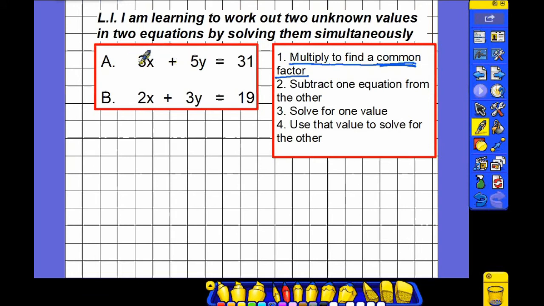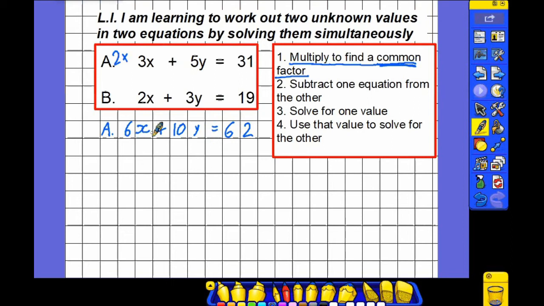So in this case, how do we turn 3x into 6? Well, I'm going to have to times everything in this by 2. So I'm going to have to multiply the whole equation by 2. So let's rewrite that. So equation A is going to become 6x plus, well, I'm going to do 2 times 5, so that's 10y. And that's going to equal 2 times 31, that's 62.